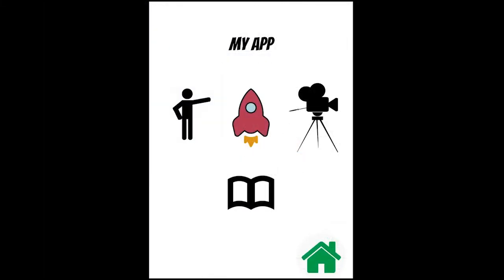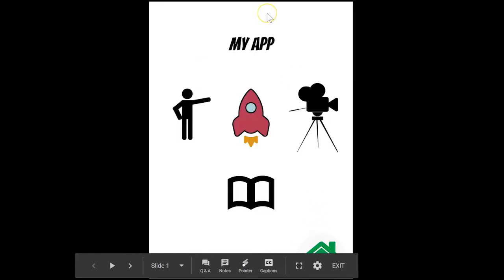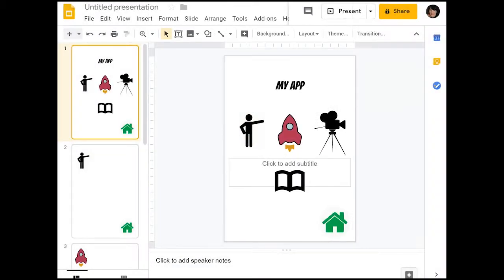You'll notice when I put this in present mode, when I place my cursor over anything that has a link, I have a little hand that appears, and if it doesn't have a link, I still have my cursor. So we're going to test out the rocket, and it does indeed go to the right place, and we'll test out going back home, just so that we know that it works.